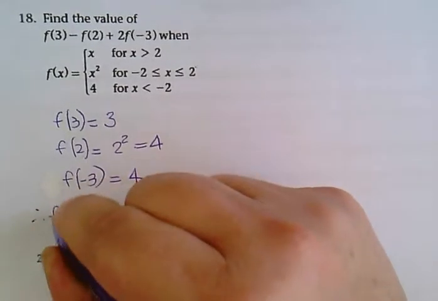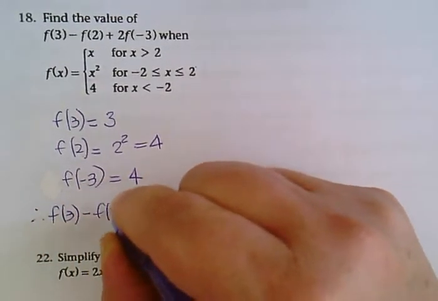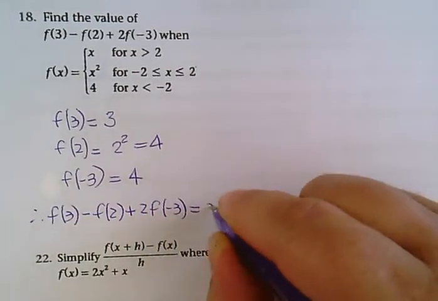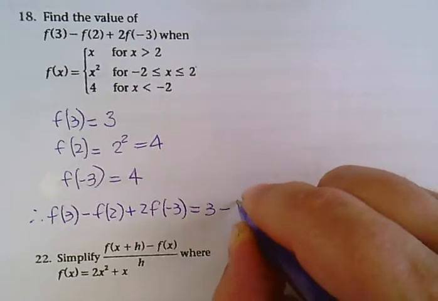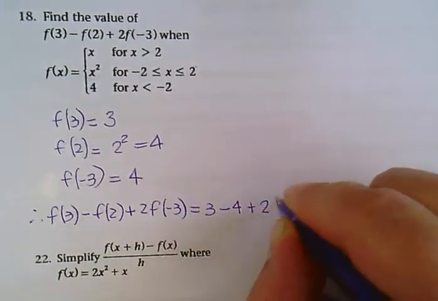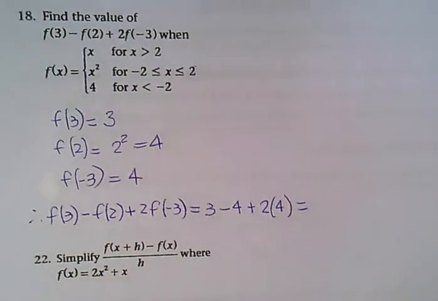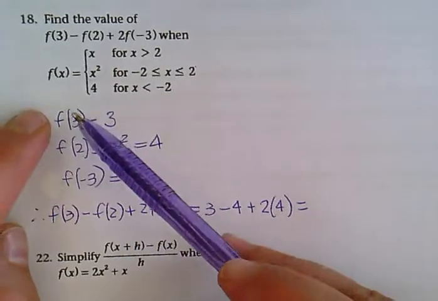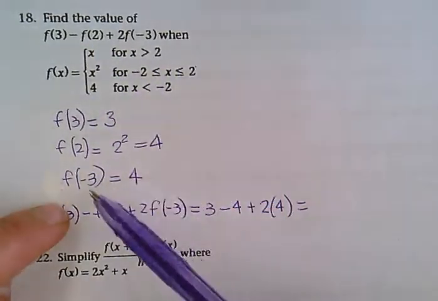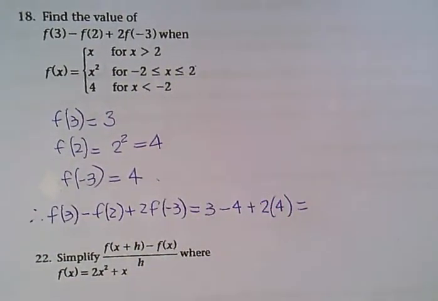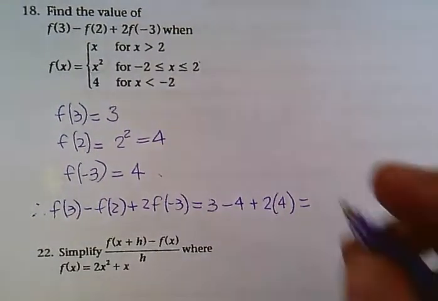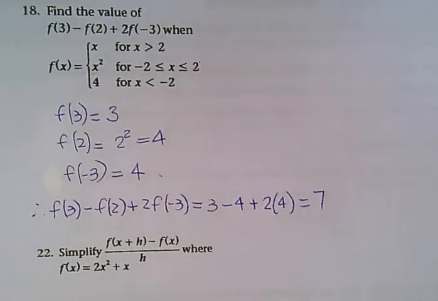So therefore, the function of 3 minus the function of 2 plus 2 times the function of -3 is 3 minus 4 plus 2 times 4. Do you get it? So I worked out each one separately. First one's 3, the second one's 4, and we're going to do the first one minus the second one plus 2 times the last one, which is 3 minus 4 plus 8, positive 7.